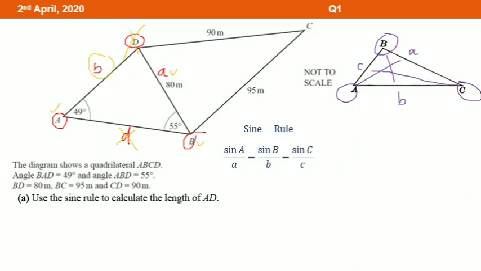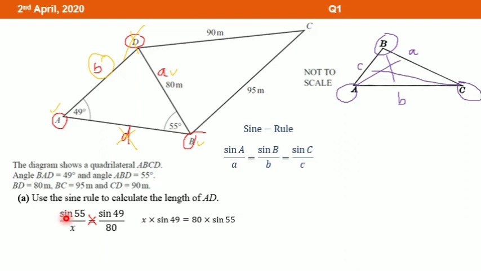So later it will be sine how many? Start from A first. So sine 49 per 80 will equal sine 55 per b. The b here I assume as x because I don't know the value of b. And now we are going to do the cross multiplication. So later it will be x times sine 49 is equal to 80 times sine 55.